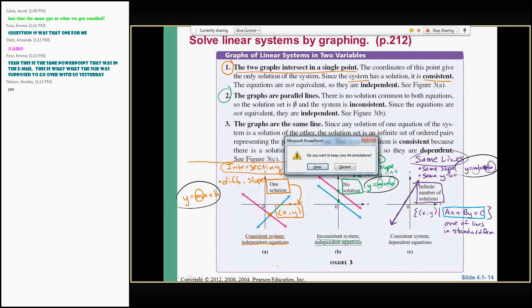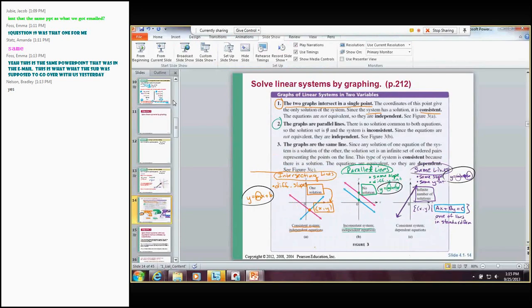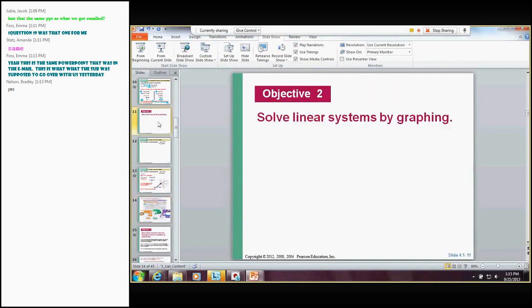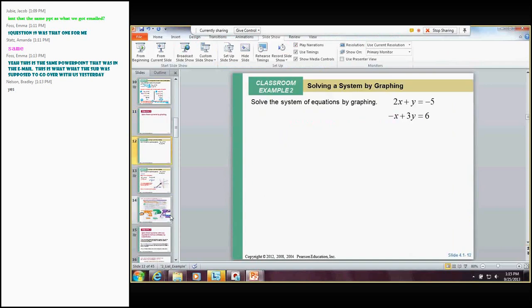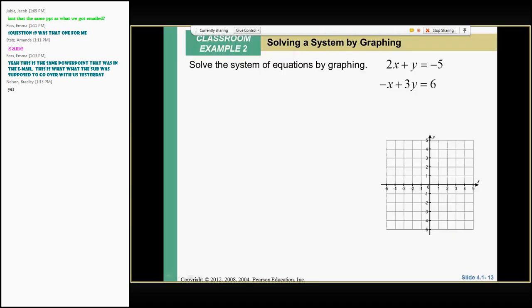Okay, now, the first thing, after they ask you if it's a solution, the next thing they're going to say is solve a system by graphing. All a system means is that you have 2 equations, or 2 or more, but right now it's just going to be 2 equations.